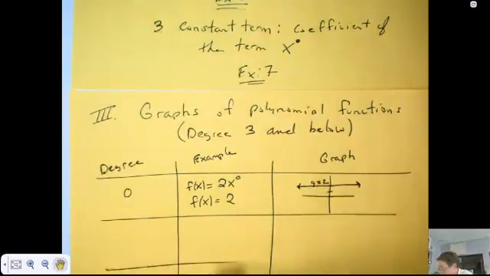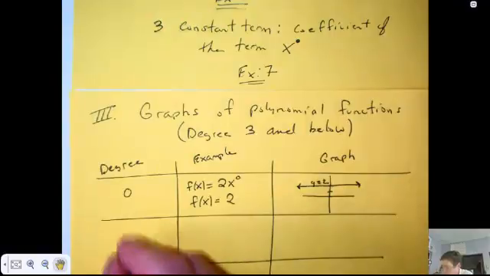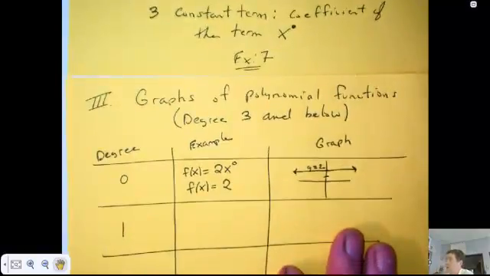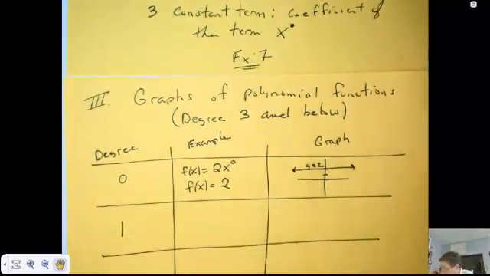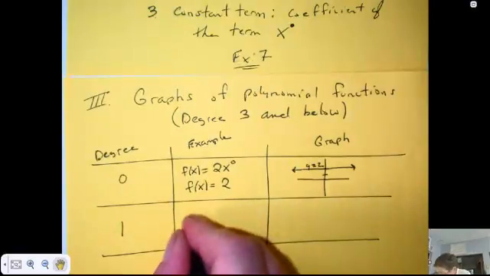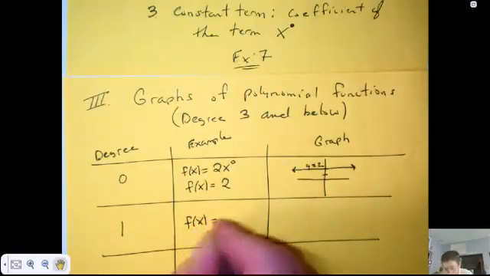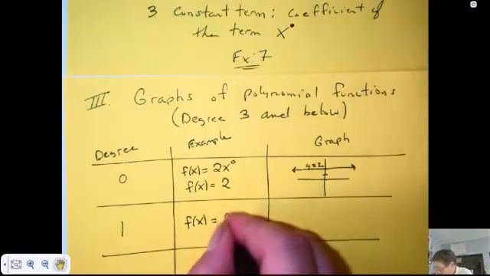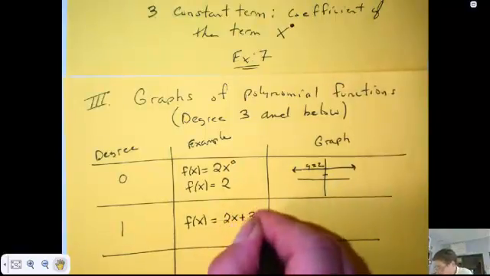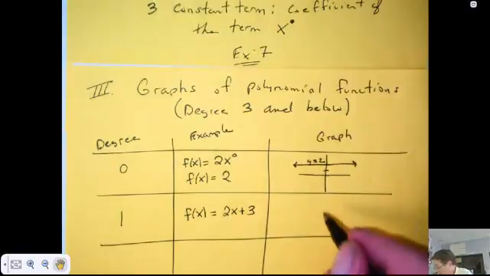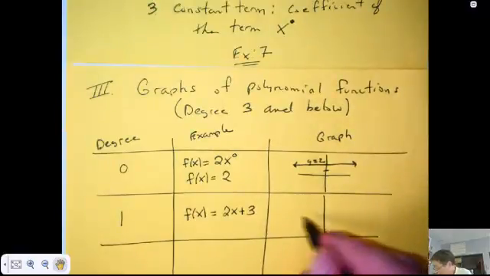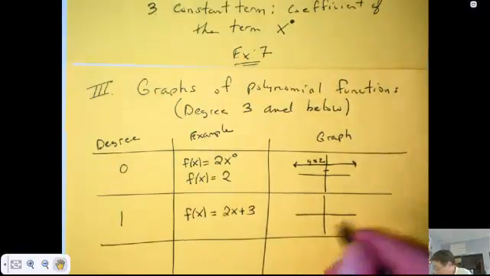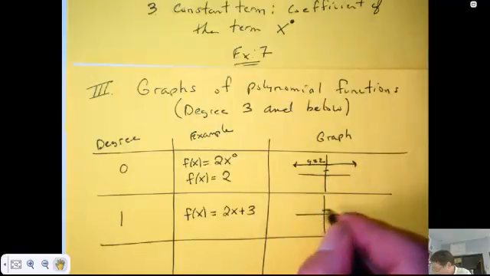If we move up to a degree 1, and you spend a lot of time in Algebra 1 looking at these, that would be like f of x is 2x plus 3. So we know what that graph looks like, right? Straight line, y-intercept of 3, slope of 2.